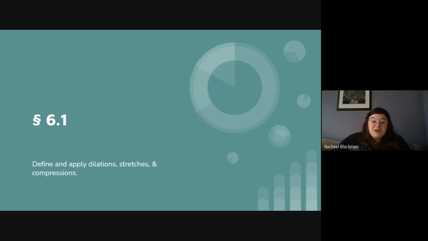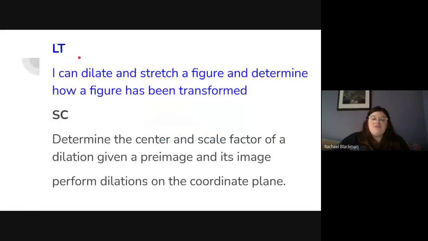Today, we are going to be talking about our non-rigid motions. Previously, we had discussed rigid motions, which are things that don't change the size or shape of a figure, right? Those are our translations, rotations, and reflections. Now, let's talk about some non-rigid motions that are going to change the size or shape of our figure, like dilations, stretches, and compressions. We had covered this in our basics at the beginning of this unit.